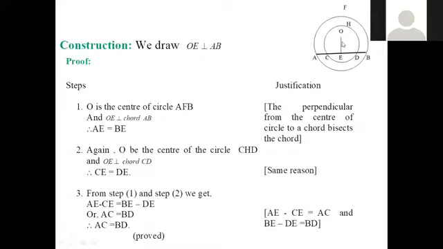Again, O is the center of the circle CHD. Same, OE is perpendicular to CD. So CE is equal to ED. From step 1 and step 2, we get AE minus CE is equal to EB minus ED.